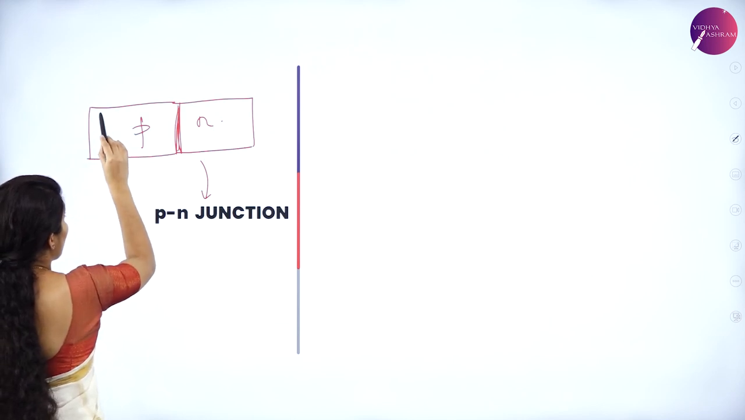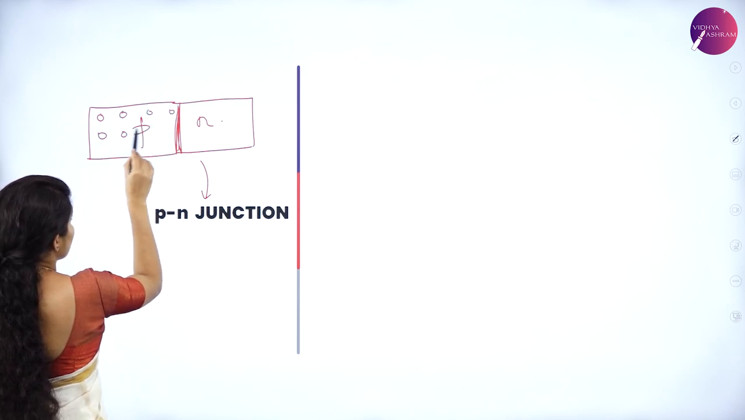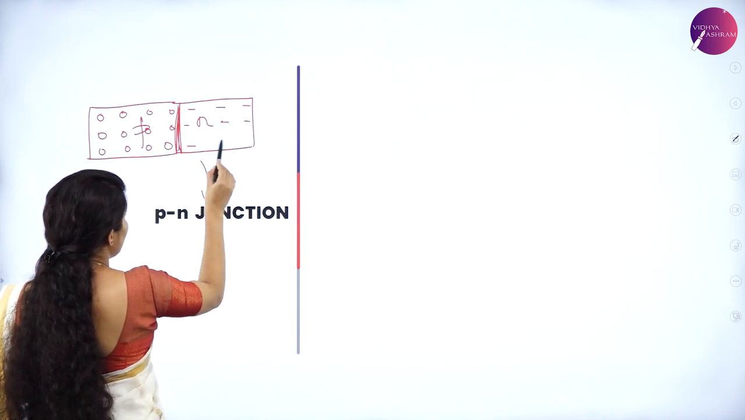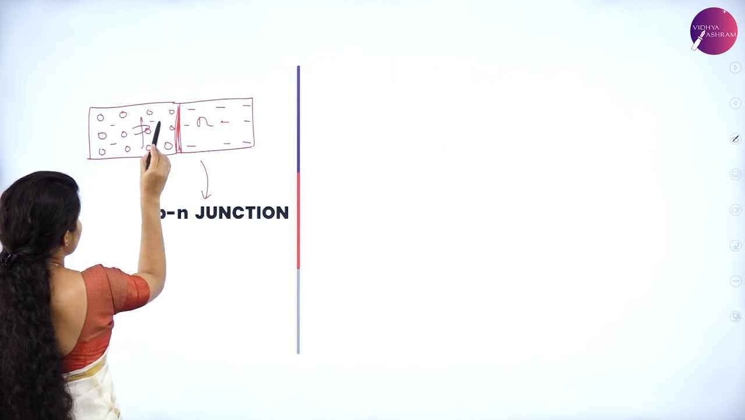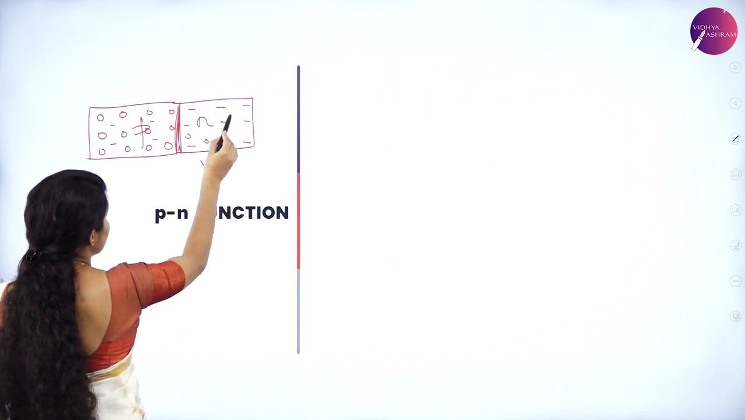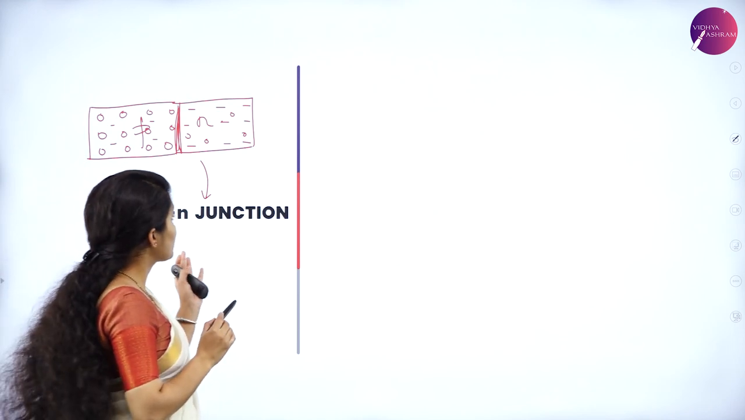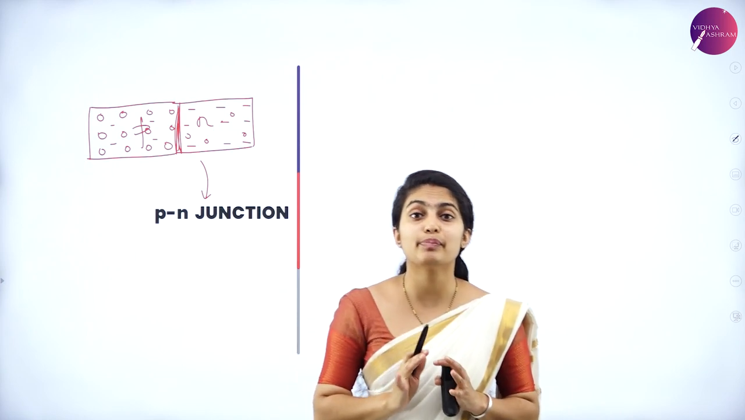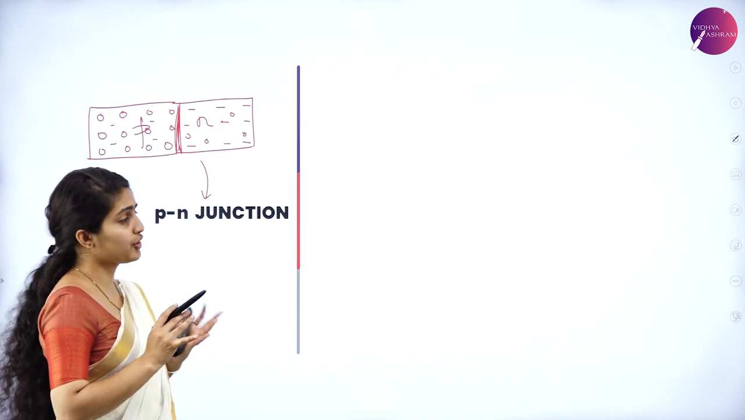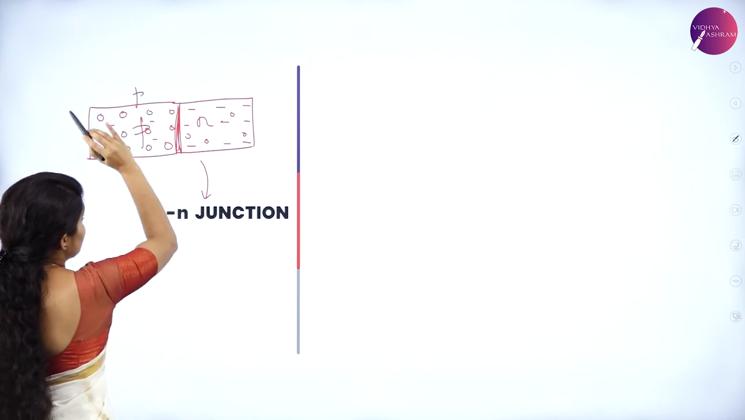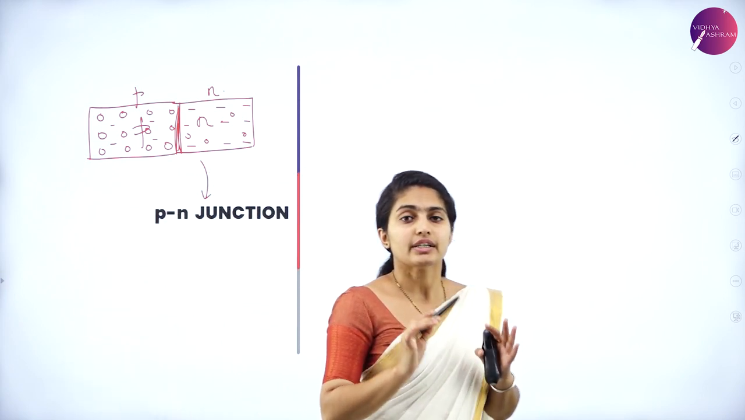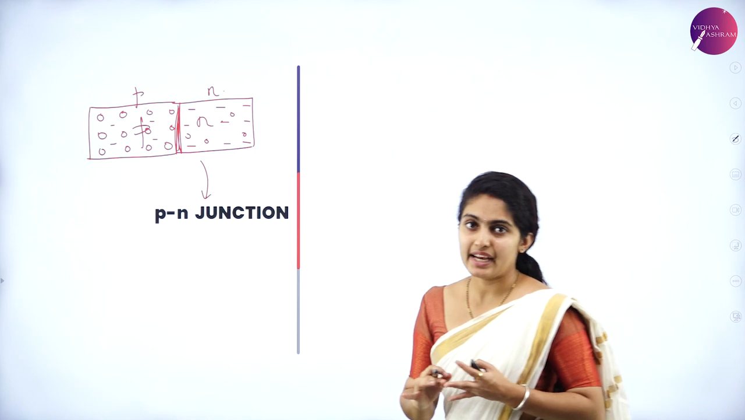And in P-type, the majority charge carriers are holes, and in N-type, the majority charge carriers are electrons, whereas minority charge carriers are holes here. Understood? So this is all about your P-N junction. Something we'll have to study is called biasing. You can call them P-type semiconductors and N-type semiconductors. I hope it is clear to you, the difference between P-type as well as N-type semiconductors.